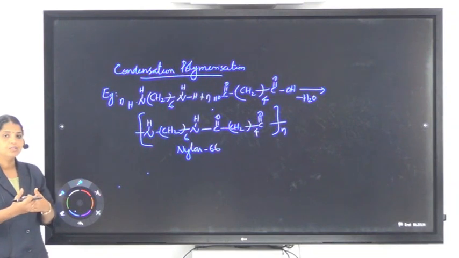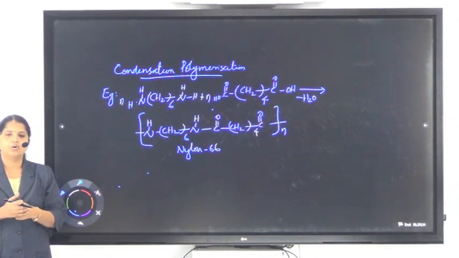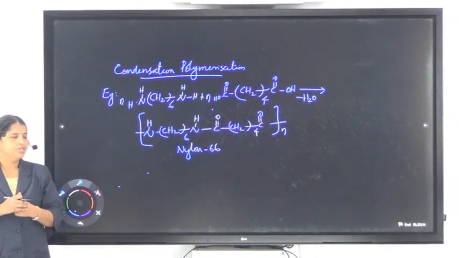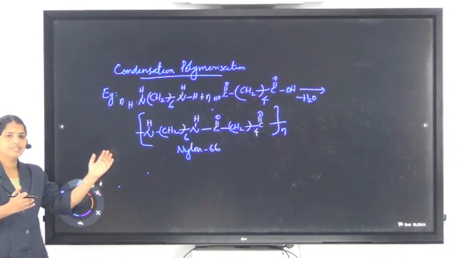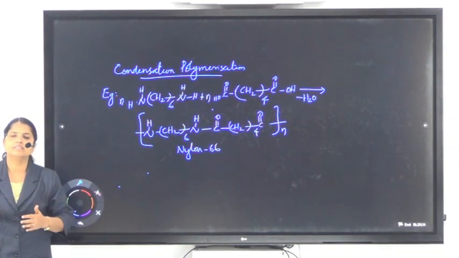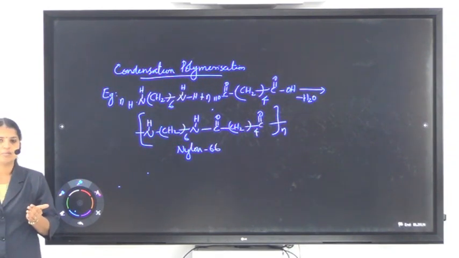Therefore, step growth takes place, and that is also known as step growth polymerization. So that is about the addition and condensation polymerization. Then we can see a comparison between these addition and condensation polymerization.